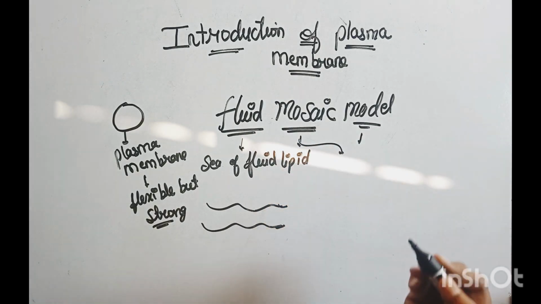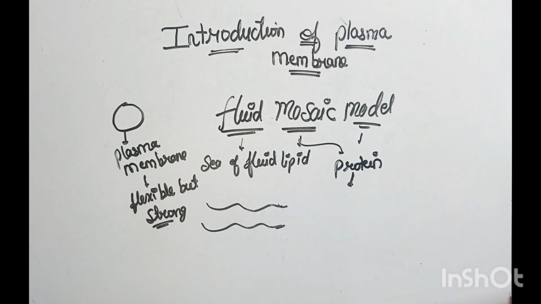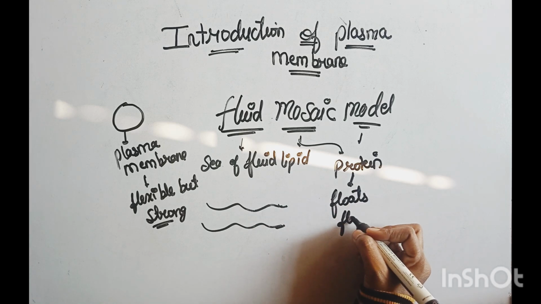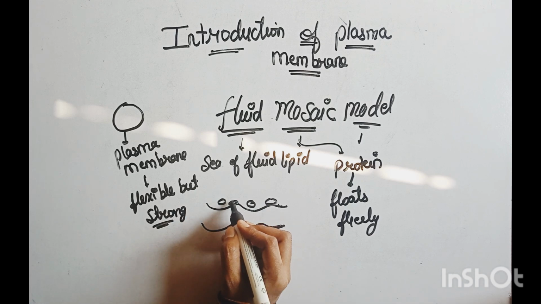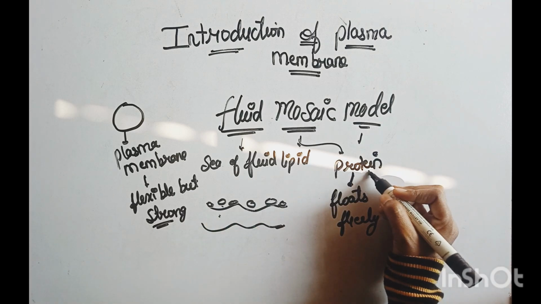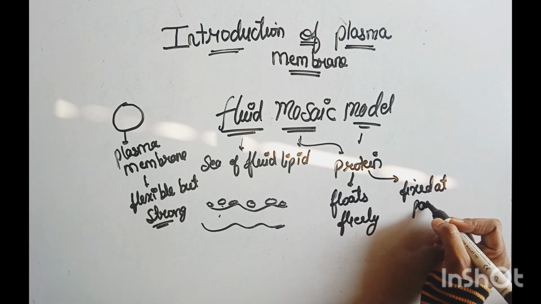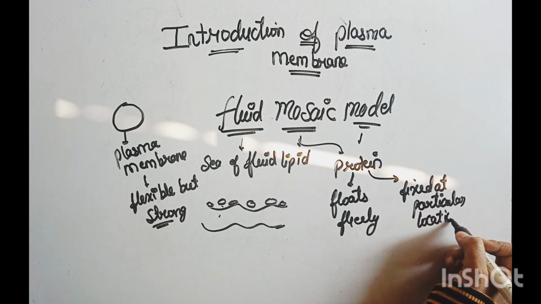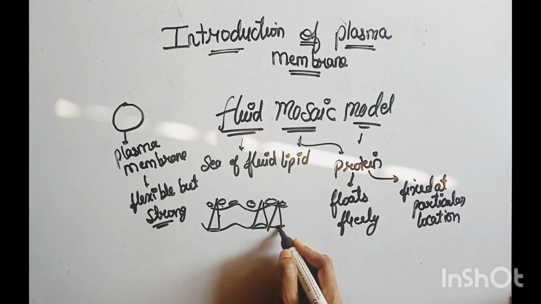Next, what is the mosaic? Mosaic means protein. There are some proteins which float freely about the sea of fluid lipid, and there are other proteins which are fixed at a particular position or location.